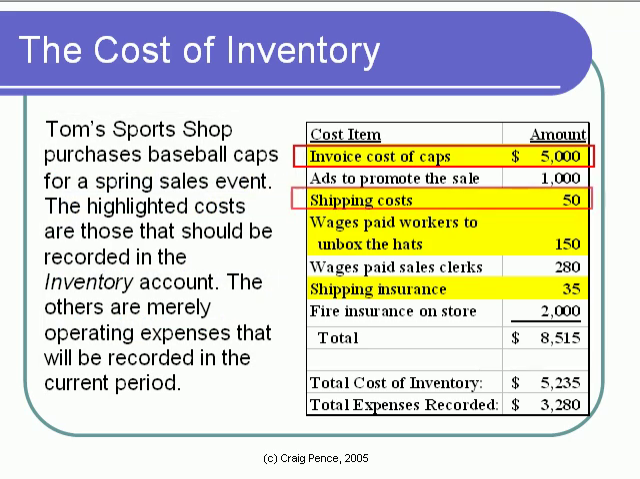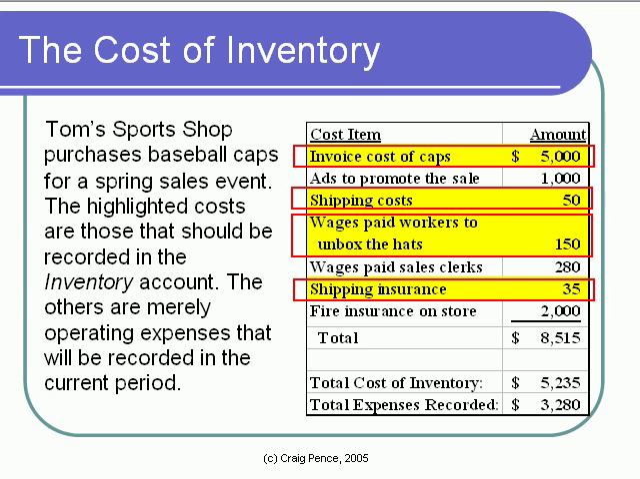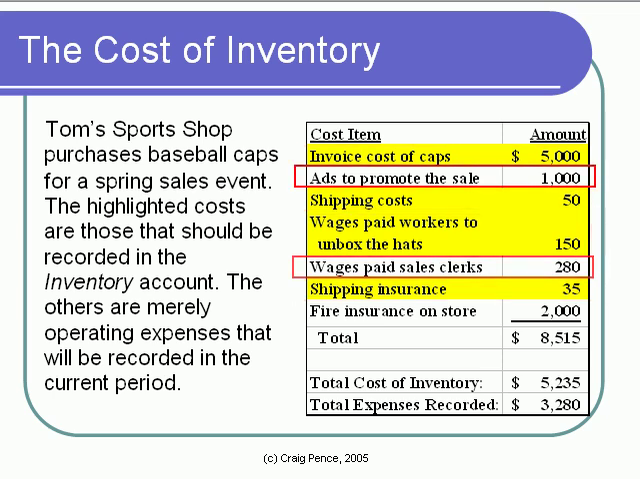Invoice cost and shipping costs obviously had to be paid in order to acquire the inventory. The shipping insurance was also necessary. Once the goods arrived, workers were paid to unbox them and ready them for sale, so this is again part of the cost of the inventory. After this, though, the advertising cost, the wages paid to the sales clerks, and the fire insurance on the store were costs that were incurred not to ready the goods for sale, but to operate the business and help make the sales. These are operating expenses of the period. They're referred to as period costs or period expenses. They cannot be included in the cost of the inventory.